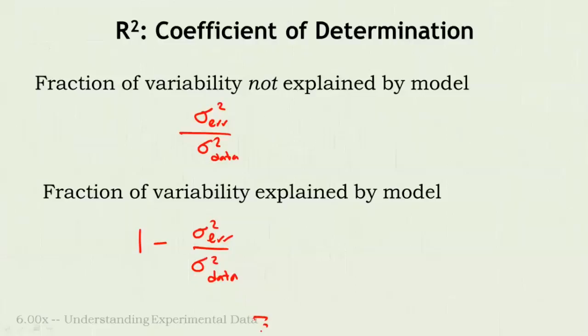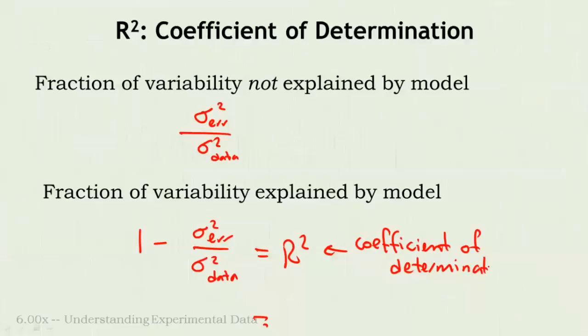This is given a name, R squared, and it is called the coefficient of determination. When the coefficient of determination is close to 1, that means that the model is doing a good job of explaining the data. And when it is very small, close to 0, that means that there's not much of a match at all between the model and the data. We never expect R squared to be 1, because that would mean we had no error at all, and we expect most of our experimental observations to have some small amount of error.